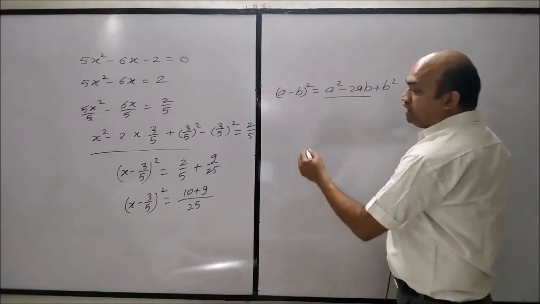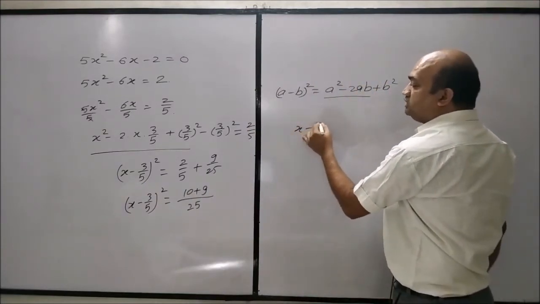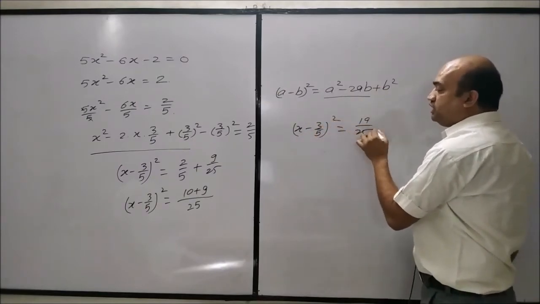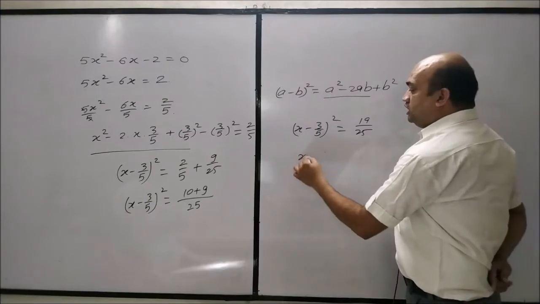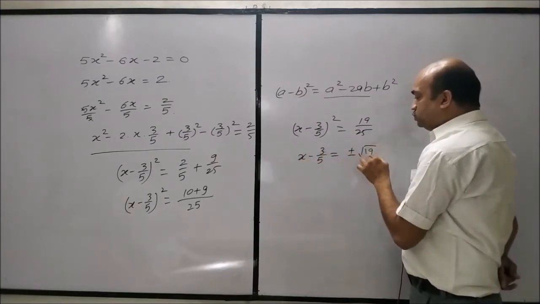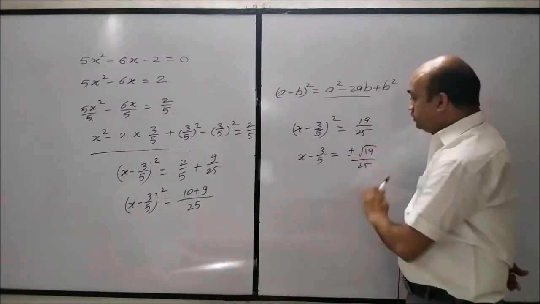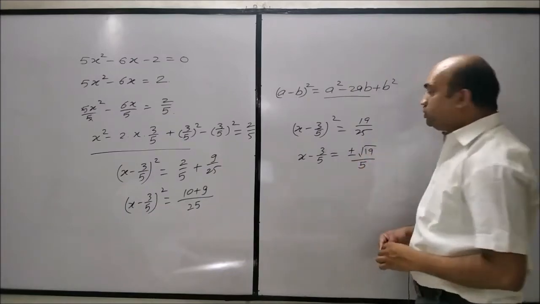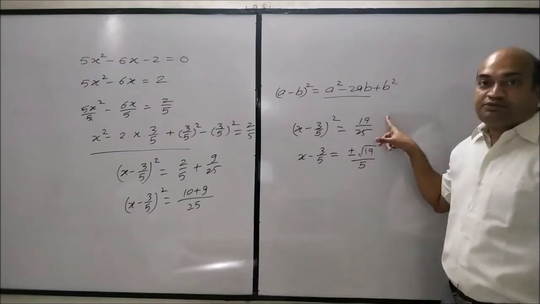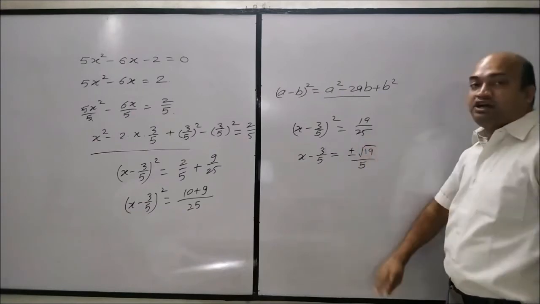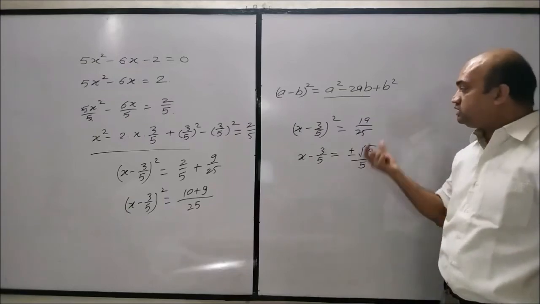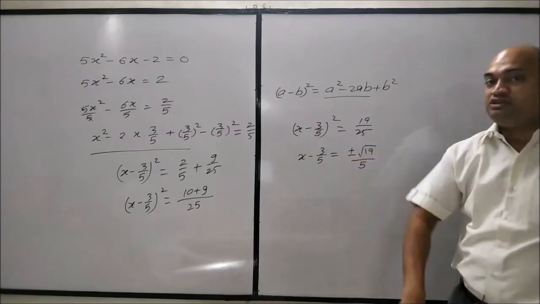Okay, so what we get here? We get (x minus 3/5) the whole square is equal to 19/25. Now we take a square root both sides. It will be x minus 3/5 is equal to plus minus under root 19/25, that is root 19 by 5. Square root of 25 is fine, and square root of 19 can be written like this only, under root 19. And whenever we take a square root of a number, plus minus both signs we apply.